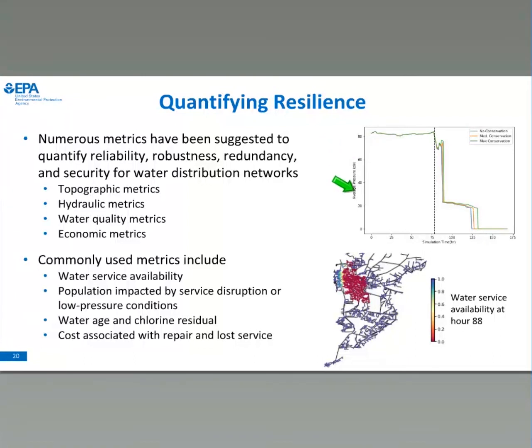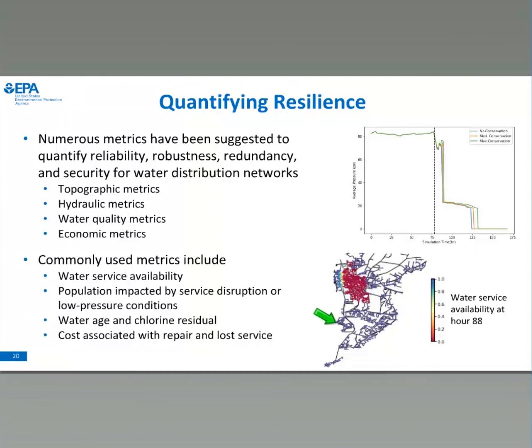So on this axis, we have the average system pressure over simulation time. The dashed line is the event that happens, and you can see how the pressure changes after that event and actually drops down over time. In this scenario, we were looking at different measures that we could use to mitigate that by using different conservation measures, and we could see how much that conservation allows the pressure to continue for a certain amount of time.